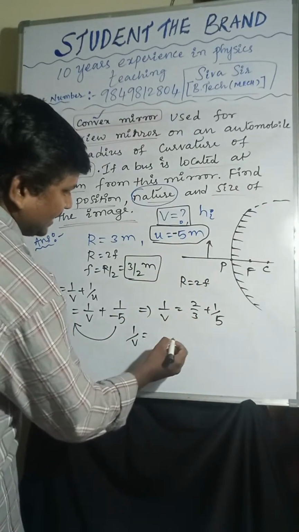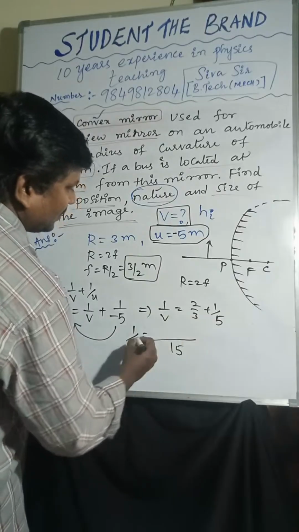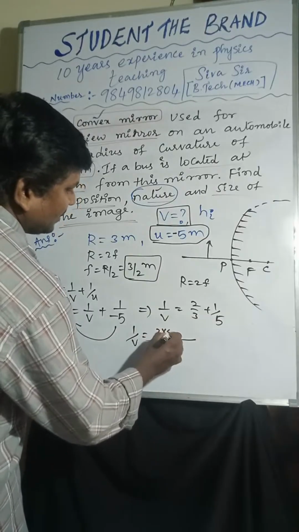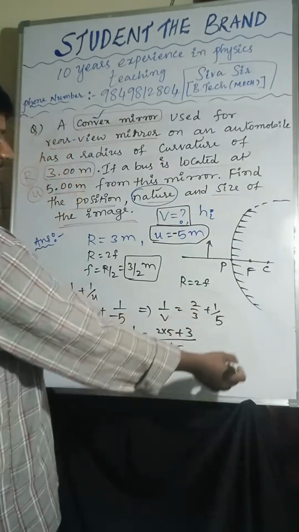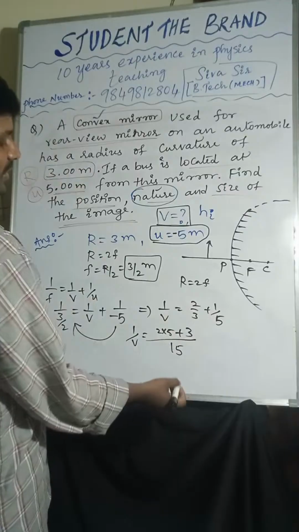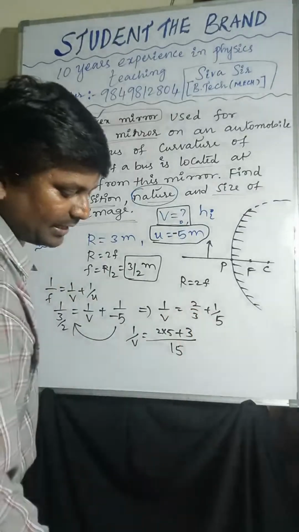Fine, you can see here I am taking 15. So 2 into 5, and plus 3. So 3 by 3 is 15, and 5 by 5. Simply see, we can take it like this also.